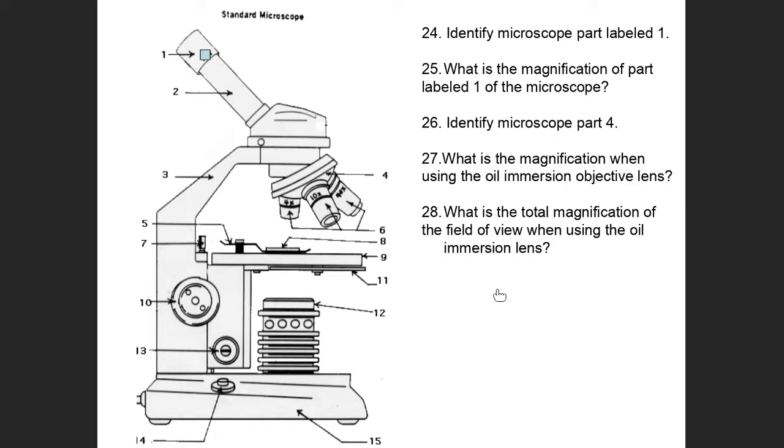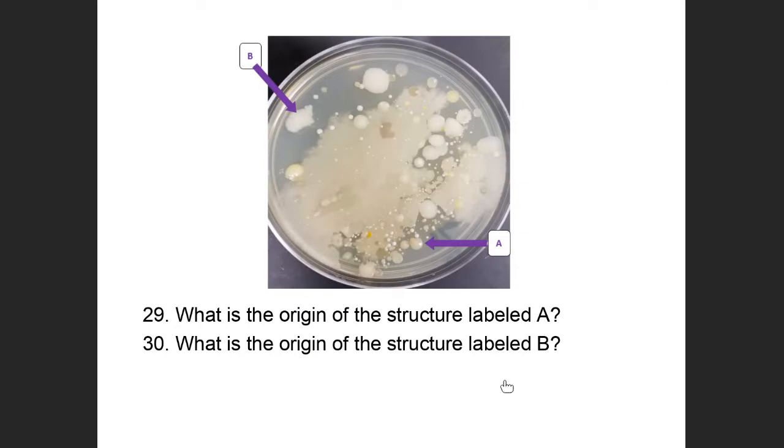Now, I can ask about any of these parts, right? So be sure you know the parts of the microscope and its function. Okay. All right. The last grouping has to do with colonies growing on a plate, right? And so here, this goes back to day one, right? What is the origin of the structure labeled A?